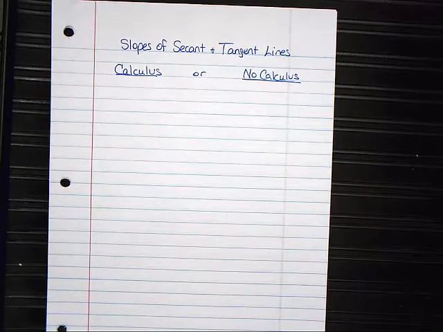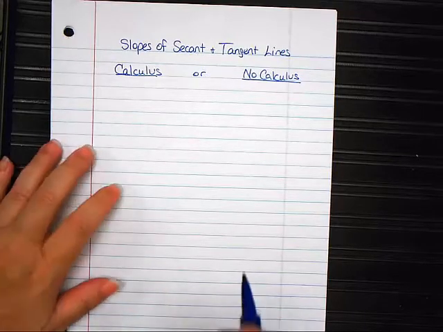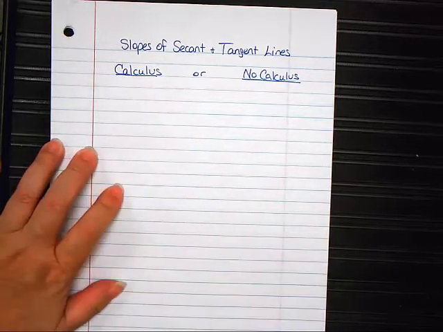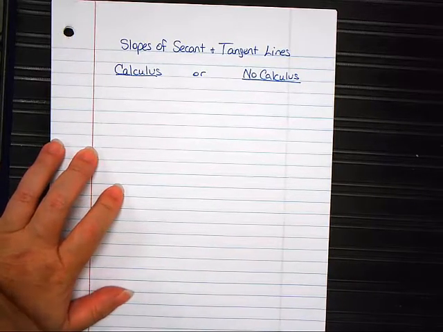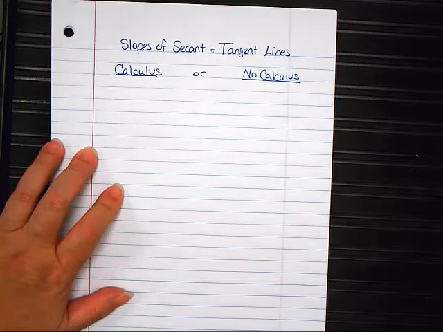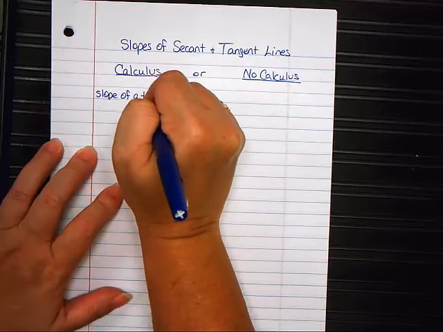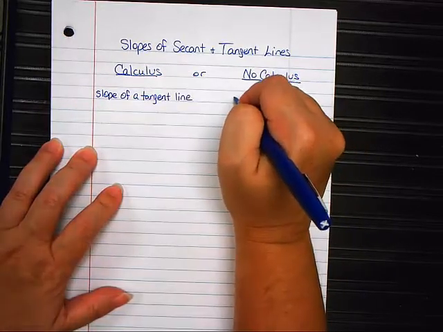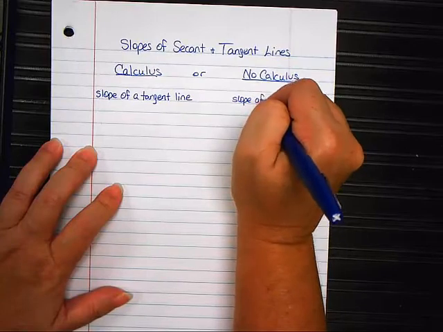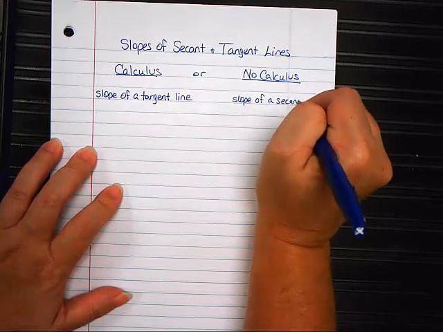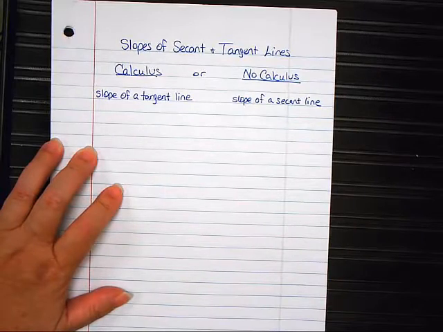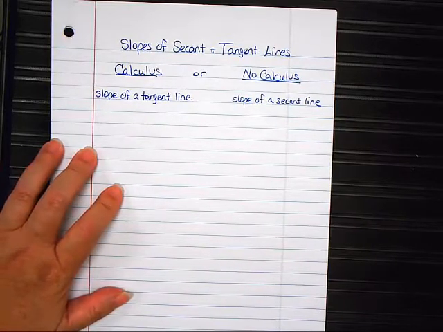This is stuff that you've already seen before, not in this format, but some of these formulas you might see. And I'll bring those up. Okay, before I start writing, let me ask you this question. If I said the phrase slope of a tangent line, do you think that would be calculus or no calculus? Calculus. It is calculus because tangent lines are dealing with calculus. So slope of a tangent line is calculus, and slope of a secant line is no calculus.